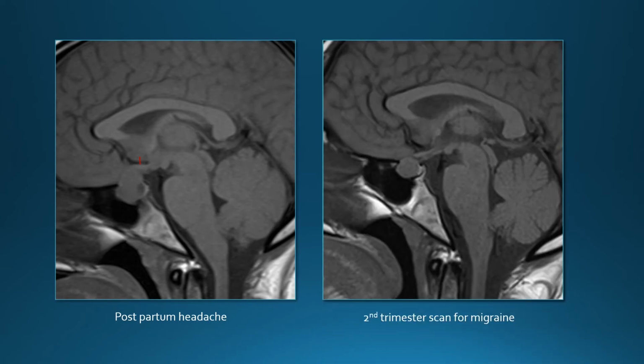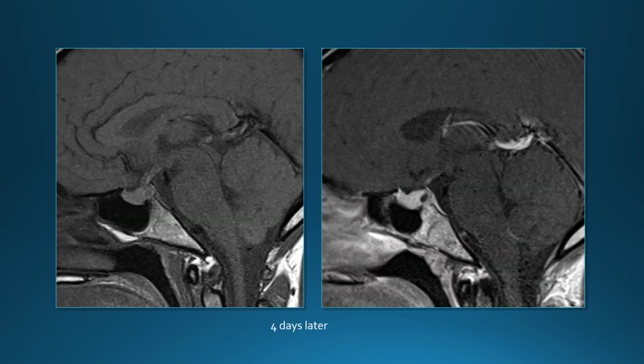This patient had a second trimester ultrasound for migraine, which showed a normal-sized pituitary gland, so this seems to have come up fairly recently. The patient was given steroids, and 4 days later the enhancement is the same, but the pituitary gland is much smaller. It looks like there's a little cystic area in it that was unchanged, but the gland is much smaller.